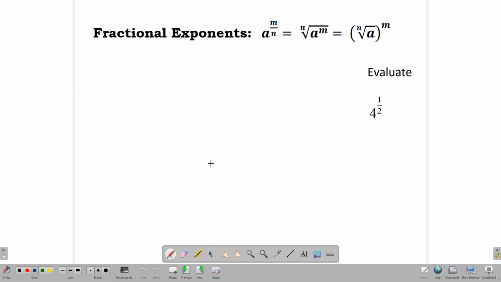Next, we want to look at fractional powers. So what happens when you have a fractional power? Let's start by looking at this question here, 4 to the half. What would 4 to the half mean?